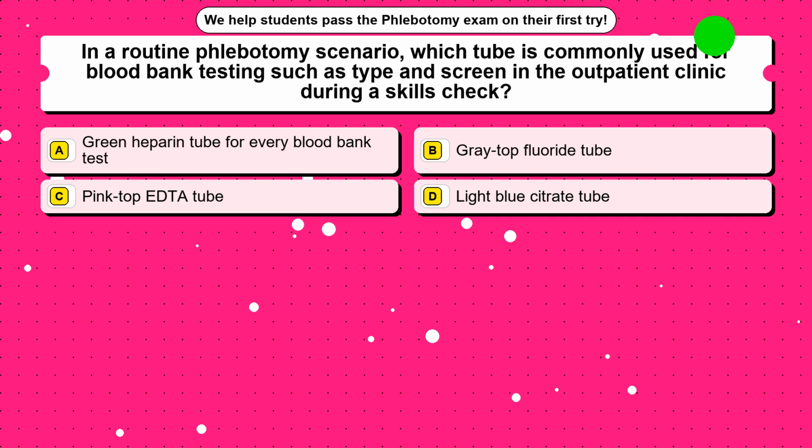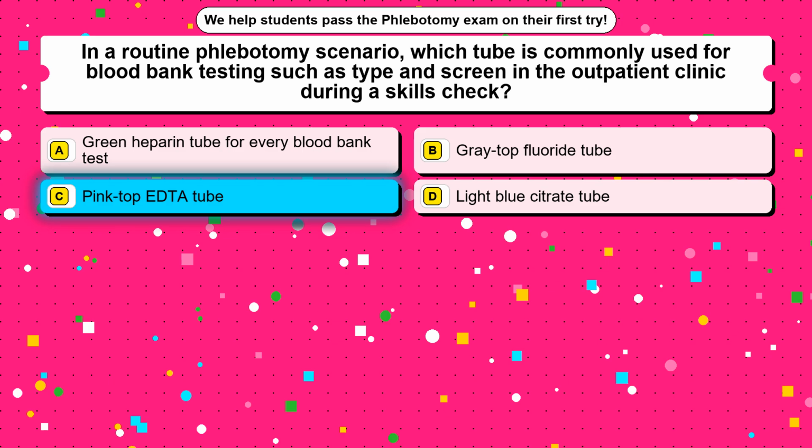Question 49. In a routine phlebotomy scenario, which tube is commonly used for blood bank testing such as type and screen in the outpatient clinic during a skills check? Option A, green heparin tube for every blood bank test. Option B, gray top fluoride tube. Option C, pink top EDTA tube. Option D, light blue citrate tube. The correct answer is option C, pink top EDTA tube.